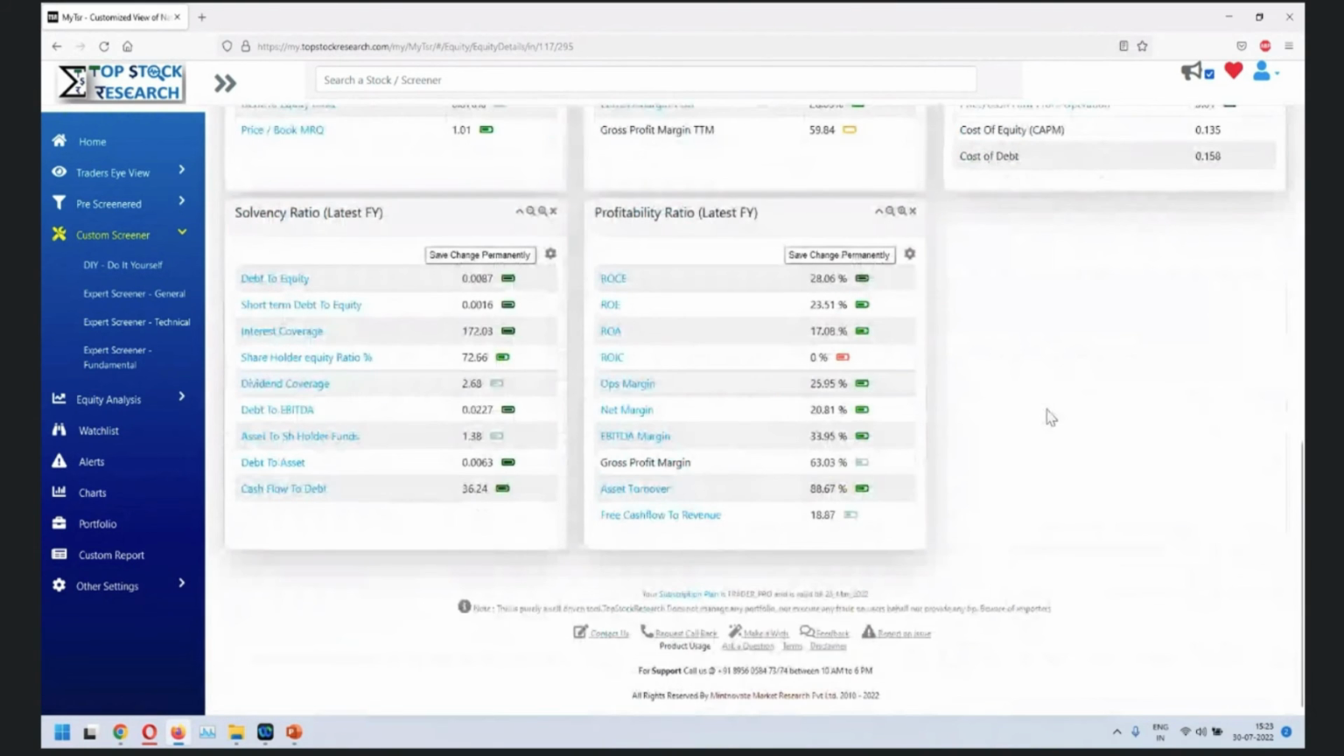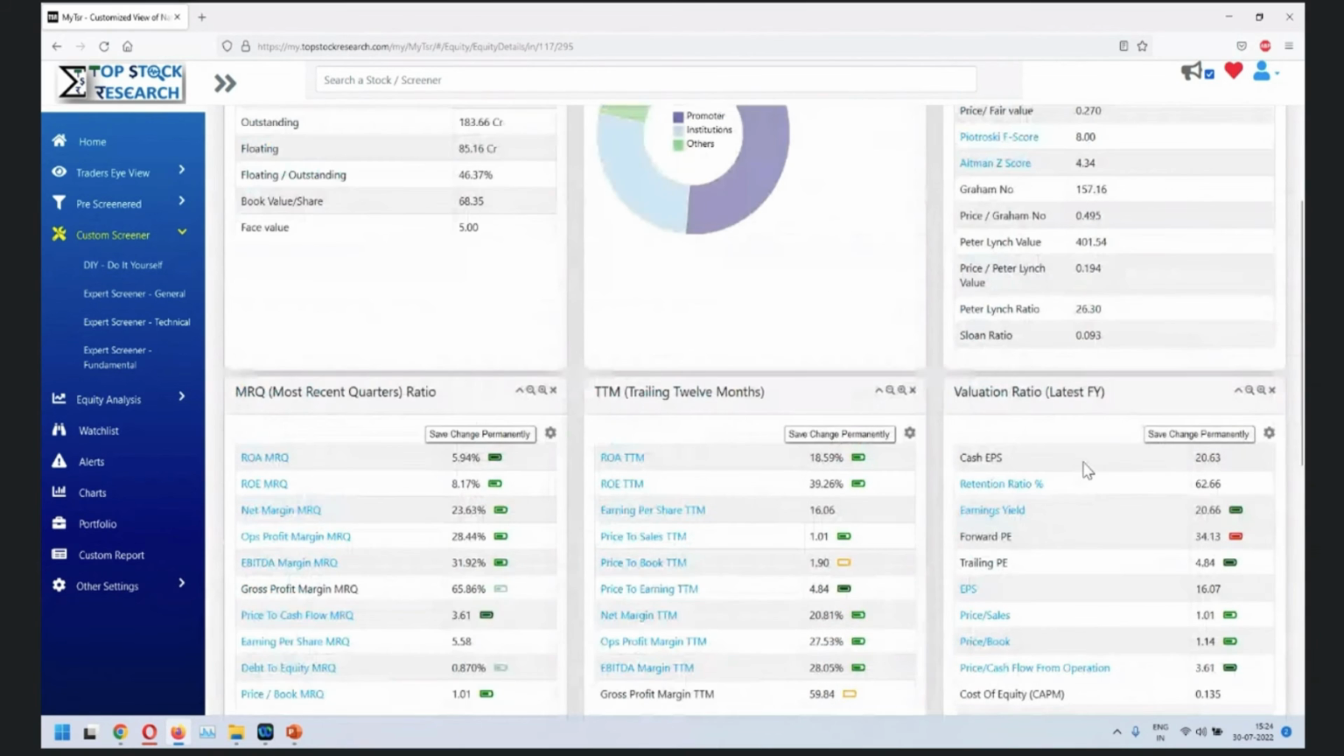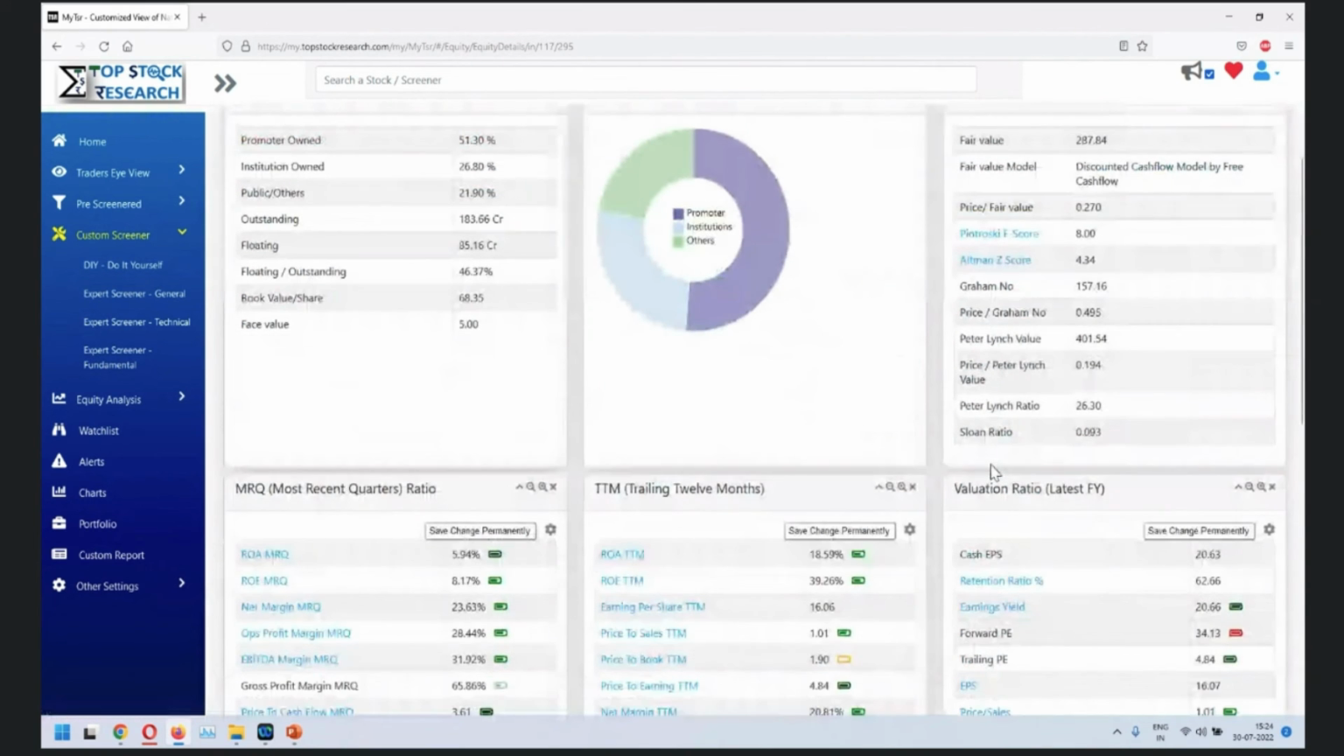Key fundamentals. You'll see that from a profitability perspective, right? Everything looks green over here, right? Barring ROIC, where I'm not sure why it is 0, right? So it's not like a red. Since it's 0, it should be shown as neutral, I believe, rather than red. Right? So majority of these things are in green. Majority of the profitability ratios are green. That's why it's coming in top.